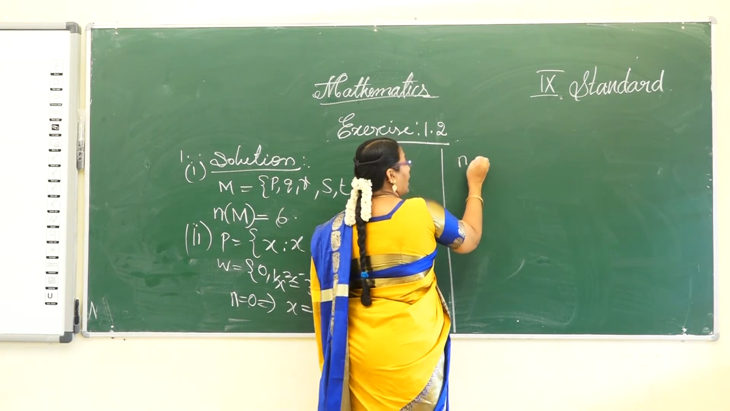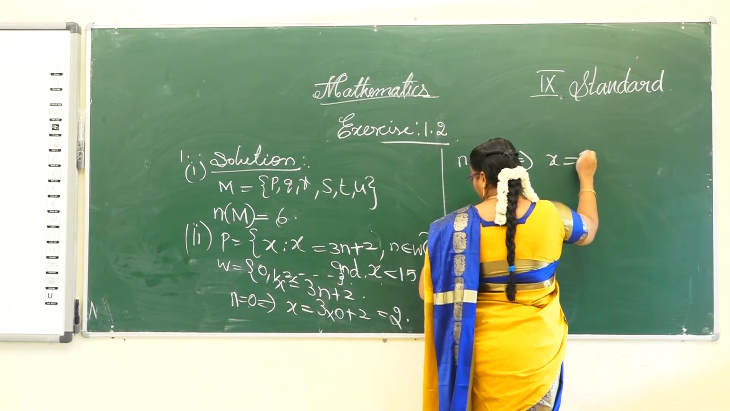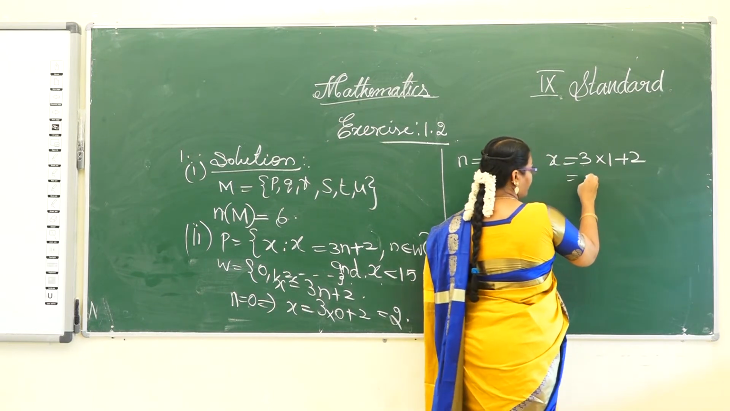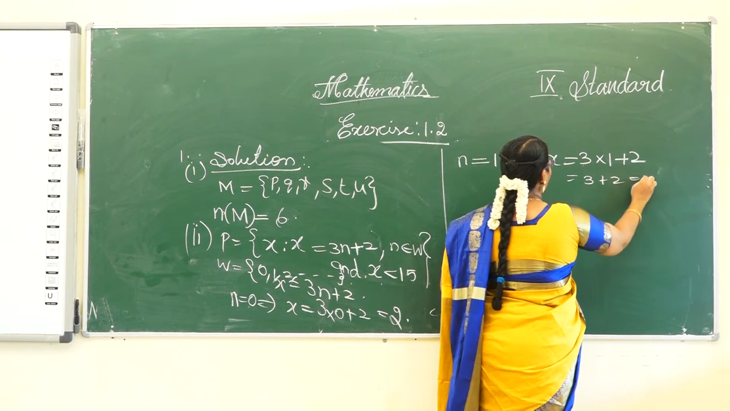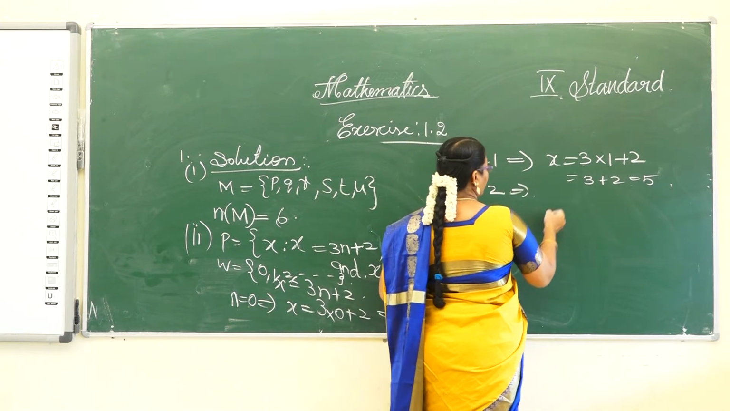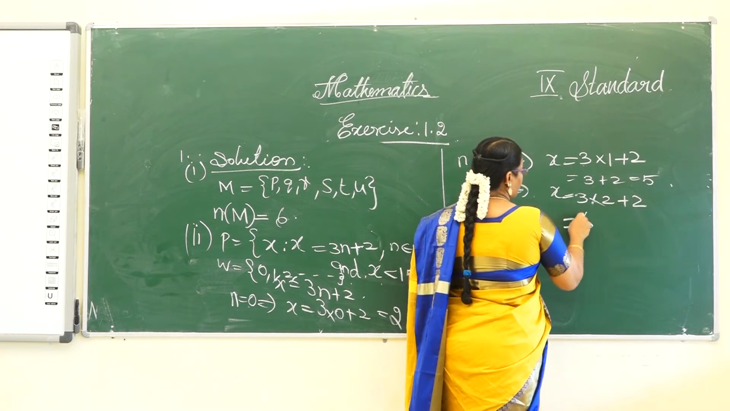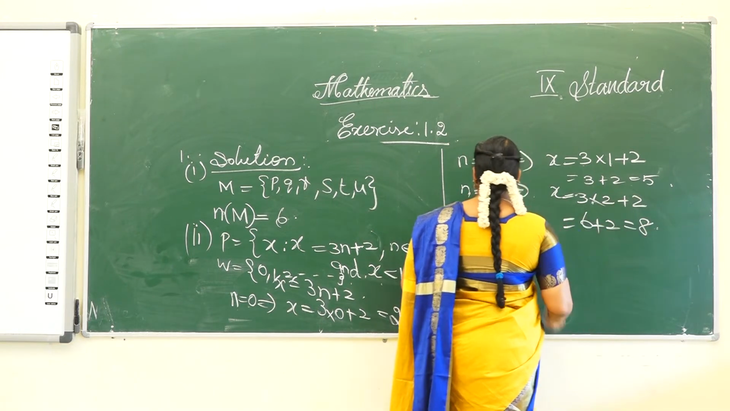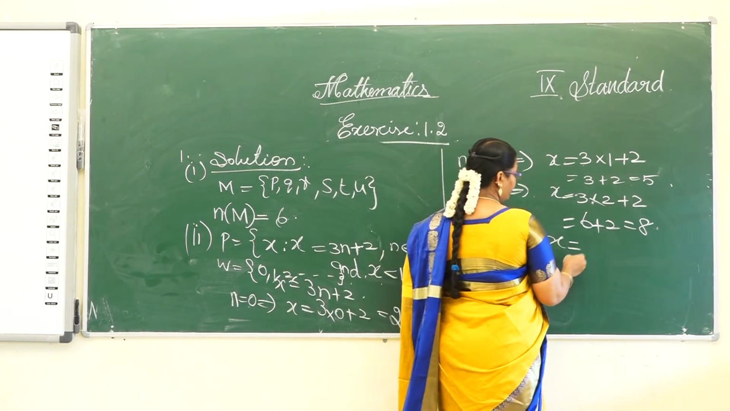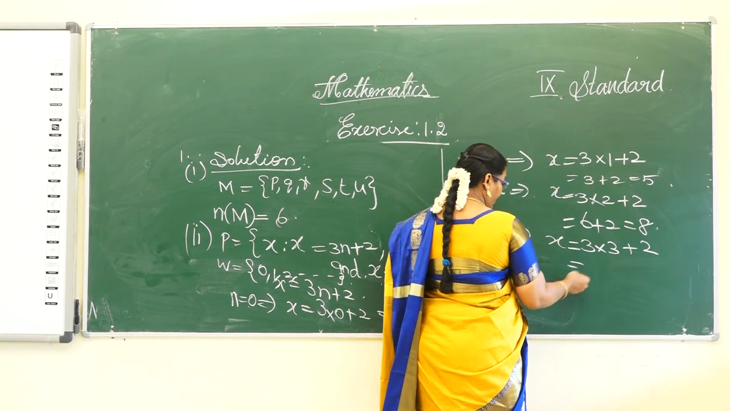And next substitute n is 1. So x equal to 3 into 1 plus 2. 3 ones are 3 plus 2, 5. So second element. And third element, n equal to 2. So x equal to 3 into 2 plus 2, 6 plus 2, 8. And then n is equal to 3. So x equal to 3 into 3 plus 2, 3 threes are 9, 9 plus 2, 11.